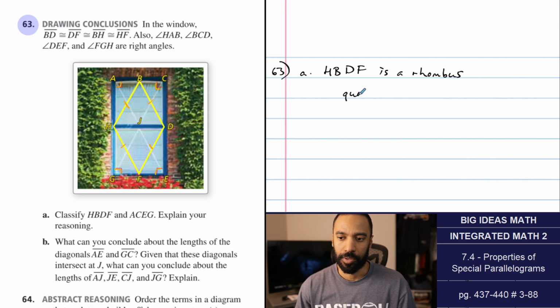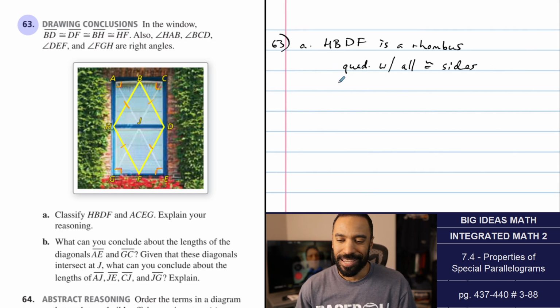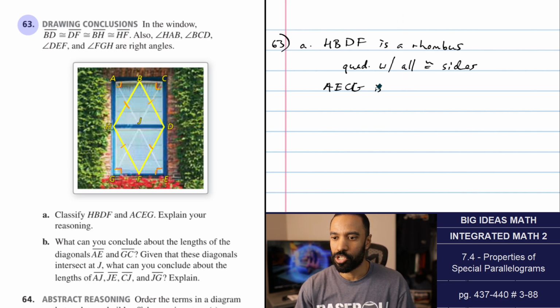Quadrilateral with all congruent sides. That's as much as we know about it. This is as little as we know about it. Now, there's a quadrilateral. ACEG is a rectangle. Oh, ACEG.